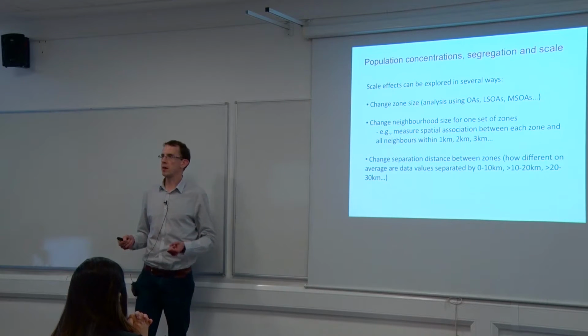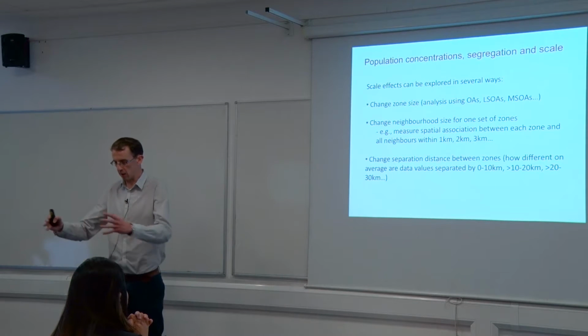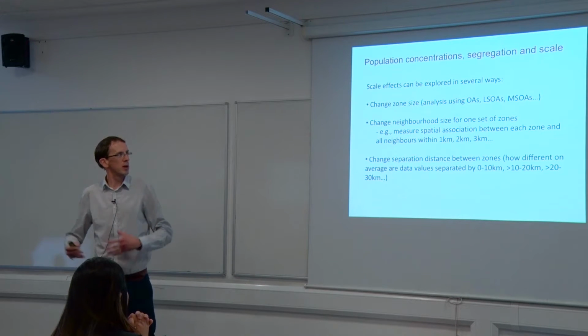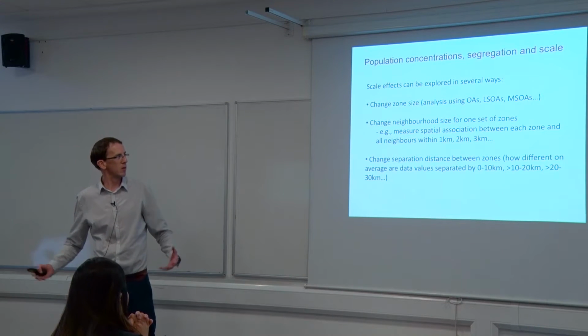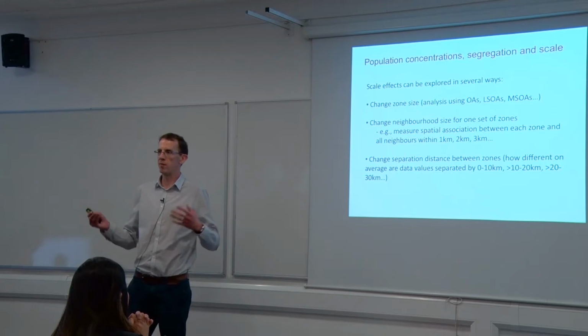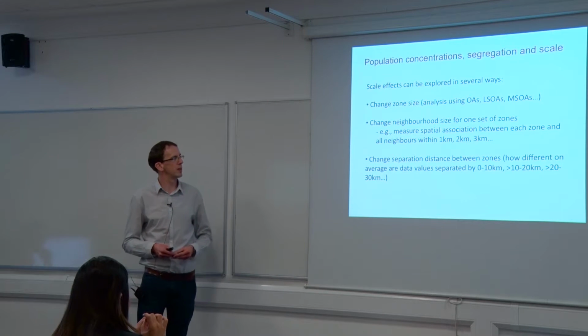What I mean by that is, let's say we're looking at clustering between areas. We take each area in turn and we look at the neighbouring areas. We could look at the nearest 25 areas or the nearest 50 areas or all of the neighbouring areas within 1 kilometre, 2 kilometres, 3 kilometres, whatever. And we can vary that neighbourhood size. That will change the results of our analysis of, in this case, clustering.